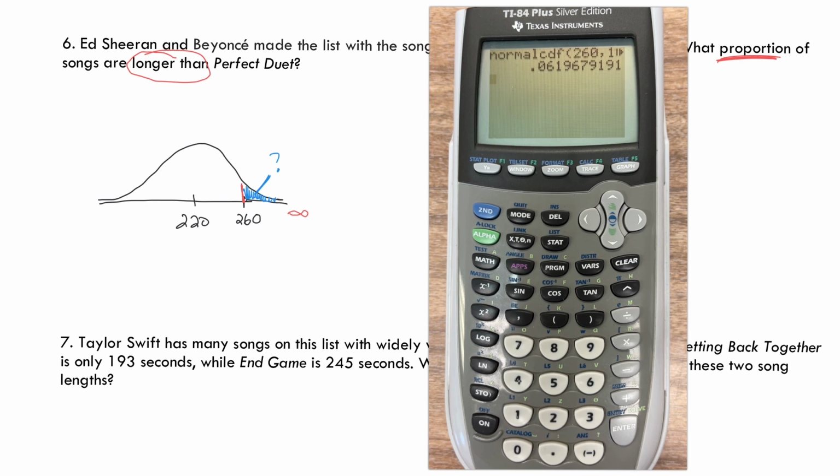So here we're going to say about 6.20%, you can round to 6.20% of songs are longer than Perfect Duet.